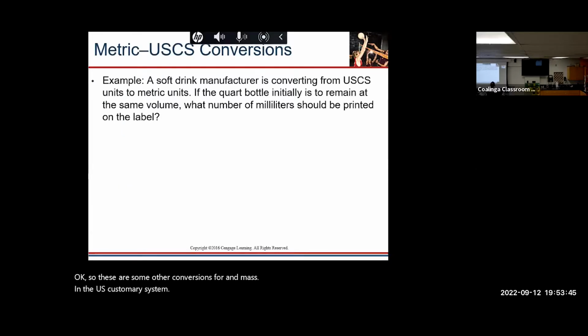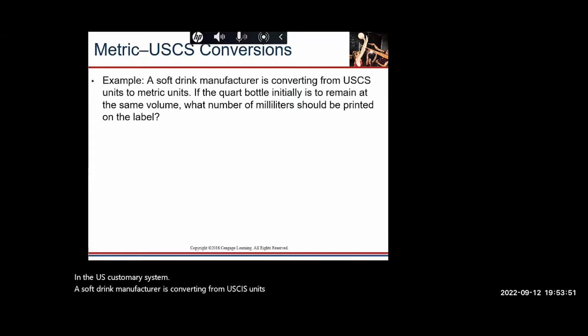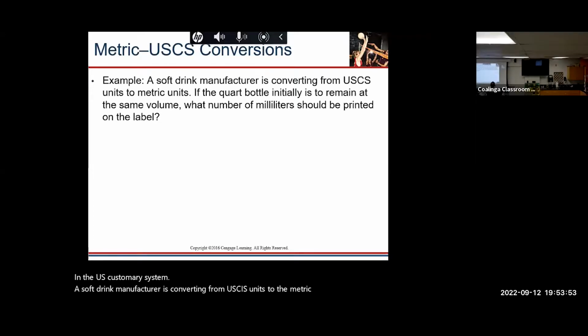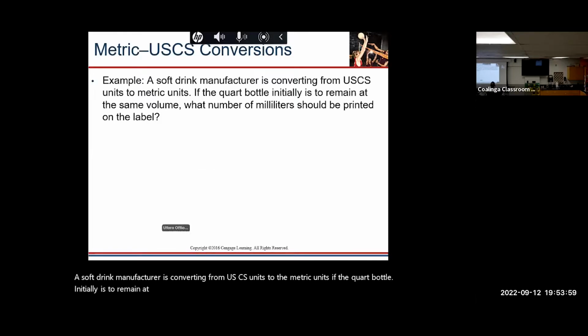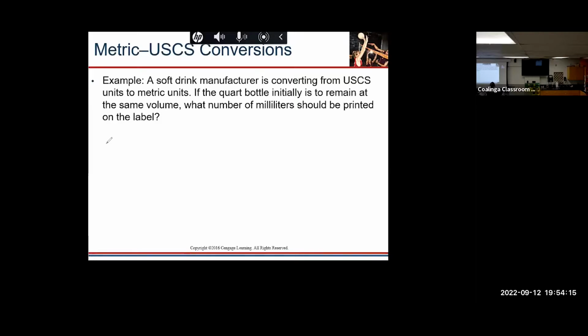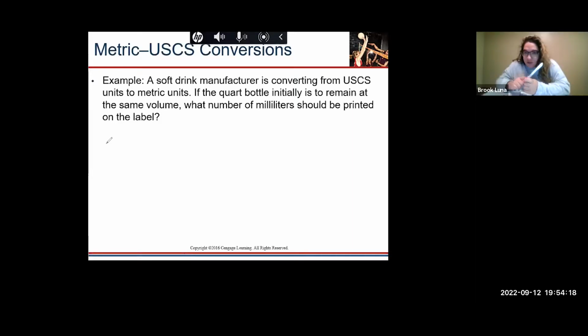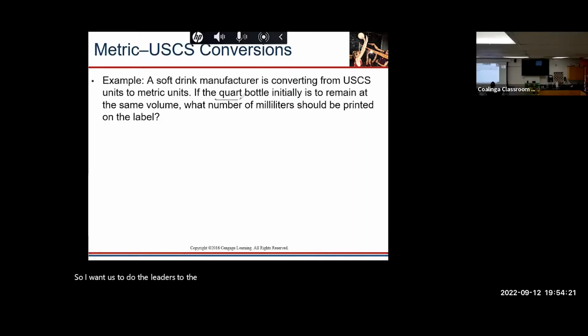Okay, a soft drink manufacturer is converting from USCS units to the metric units. If the quart bottle initially is to remain at the same volume, what number in milliliters should be printed on the label? So it wants us to do the quarts to milliliters.